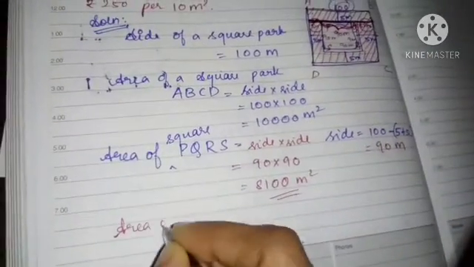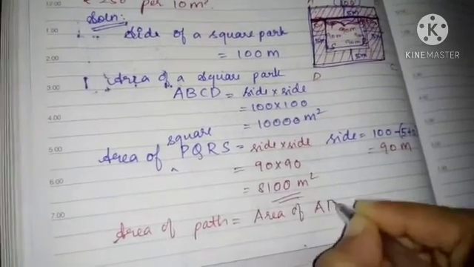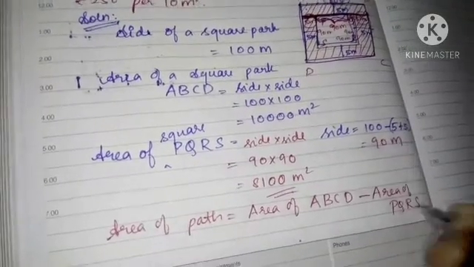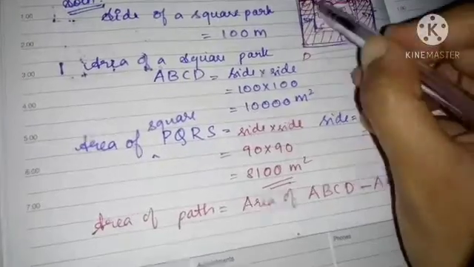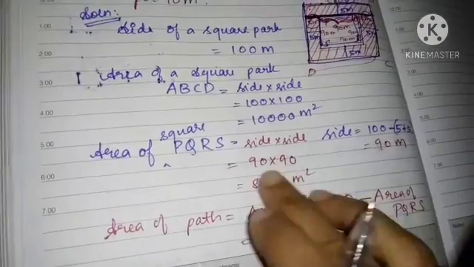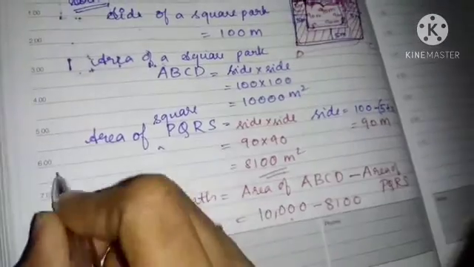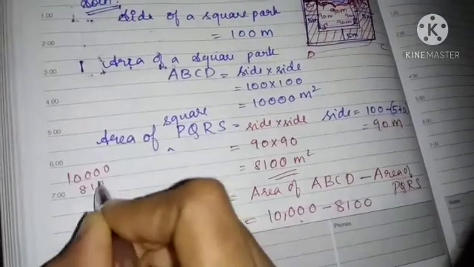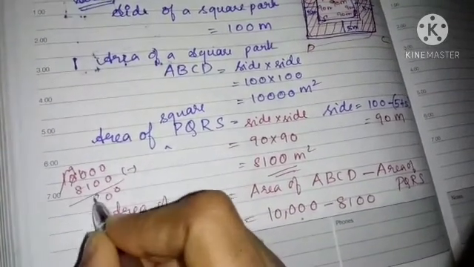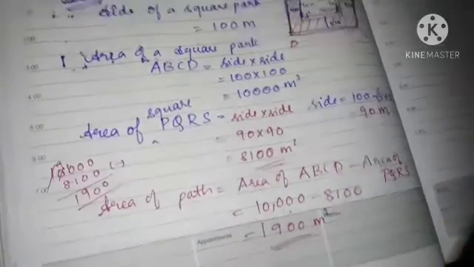Now area of path is equal to area of ABCD minus area of PQRS. Correct? ABCD minus PQRS. ABCD is how much? 10,000 minus PQRS is how much? 8,100. So if you subtract these two, 1,900 meter square is the area of the path.